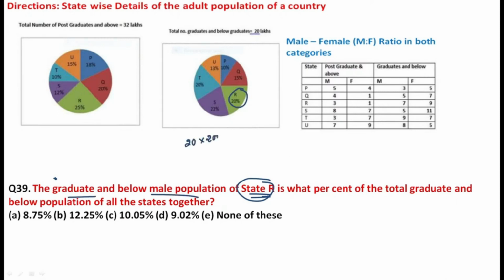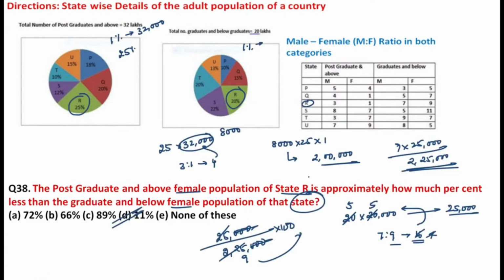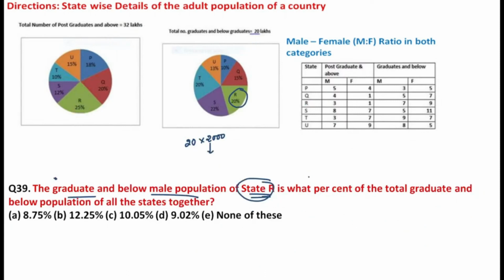See, for state R, the graduate and below male population, state R 20 percentage, so 20 into 20,000. So the ratio becomes here, you have already done the calculation here. See, each unit is equal to 25,000. Now here state R has 7 units and 9 units. If you want the male, the male value is equal to 7 into 25,000. So 7 into 25,000, you can get 1,75,000.